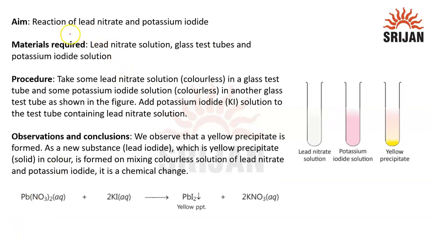Similarly, we have here the reaction of lead nitrate and potassium iodide. For that we require lead nitrate solution, potassium iodide solution and glass test tubes. So we'll take some lead nitrate solution, which is colorless, in a glass test tube, and potassium iodide solution, which is also colorless, in another glass tube, and add potassium iodide to the test tube containing lead nitrate. We'll mix them. Then after that we'll observe that a yellow colored precipitate is formed.